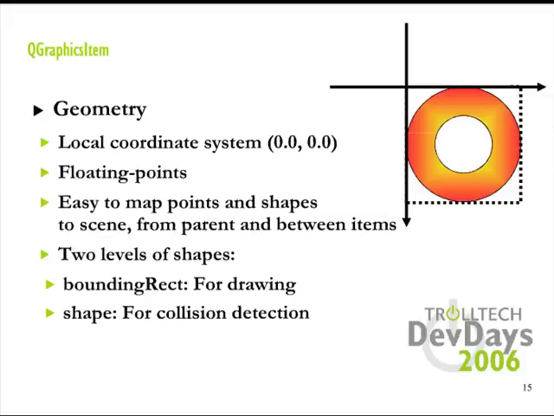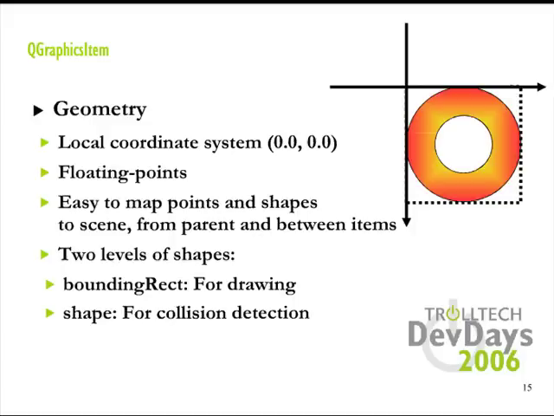So if you're drawing this circle up there, this torus, you actually are drawing a circle that starts in 0, 0, which is very nice because you don't have to think about the x and the y coordinate of this item. You just draw relative to 0, 0. So if you're drawing a circle, for instance, with radius 5, you just draw it from minus 5 to 5. You don't have to worry that it's moving from this position to this position down here. Stuff like that.